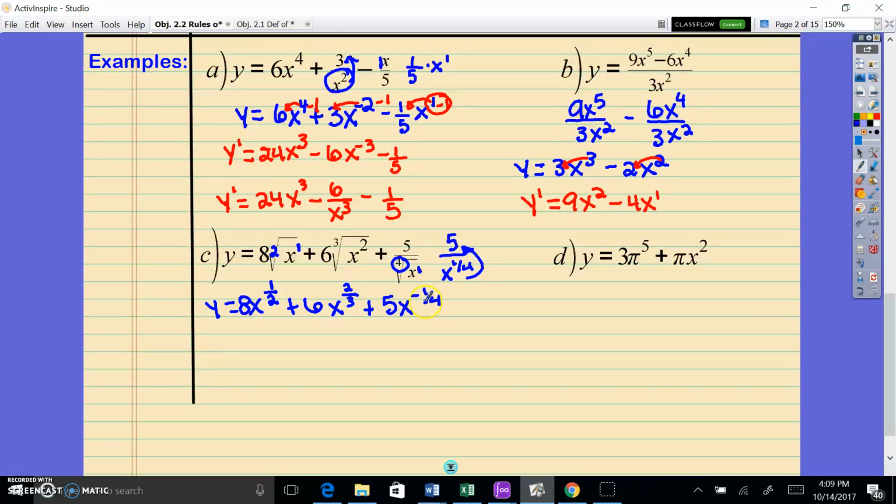Remember, I have not taken a derivative. I'm simply rewriting so that I'm able to take the derivative with the power rule. So I'm trying to make my life easier. All right, I'm going to go ahead and apply this rule, the power rule. And it's going to be 1/2 times 8, which is 4. And then I have to subtract 1 from 1/2, which is going to give me a negative 1/2. Then the 2/3 times 6, 6 divided by 3 is 2. So that's actually going to work out to 4.